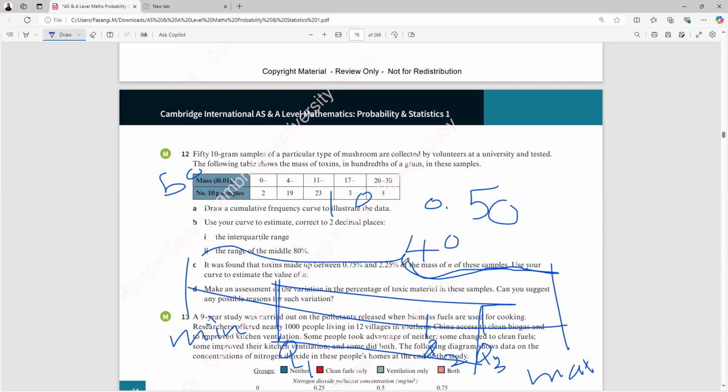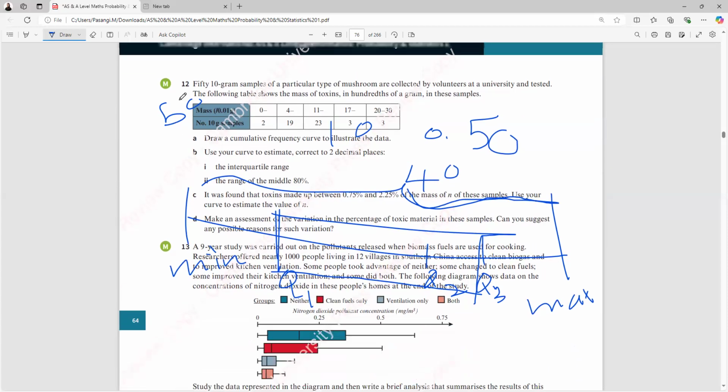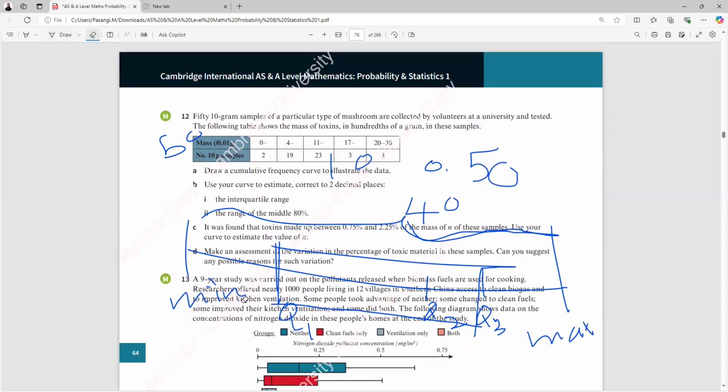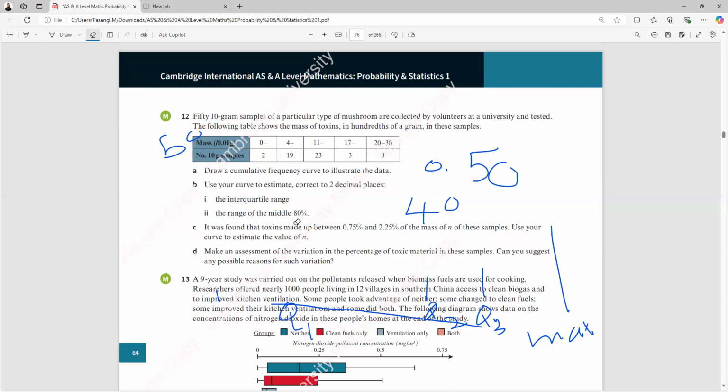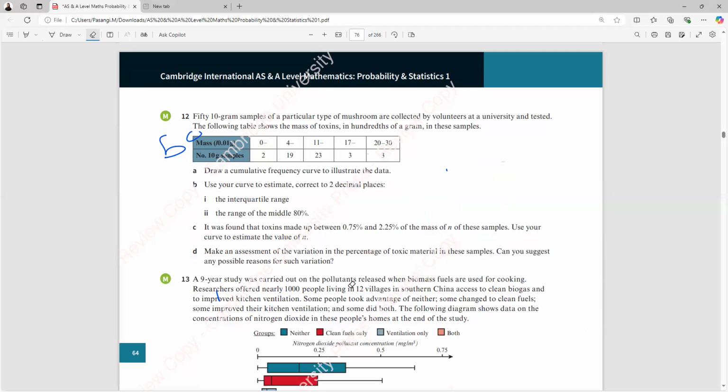10-gram sample. So use your curve to estimate the value of N. I'll keep it and think later. According to the question, it's like giving wrong impression. Did you do the 13th one? No, not yet. Okay. Just do that one, then we'll move to the next part.